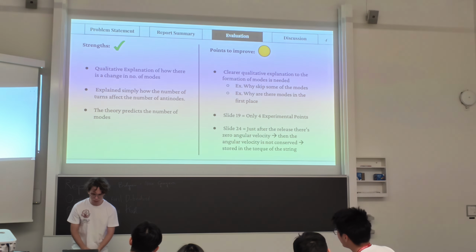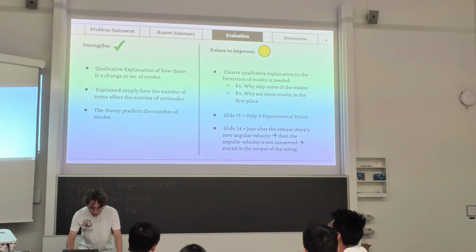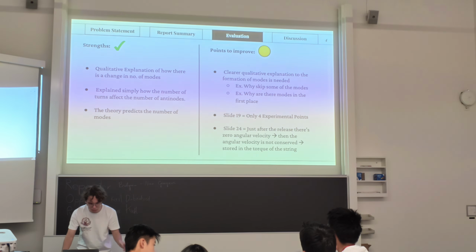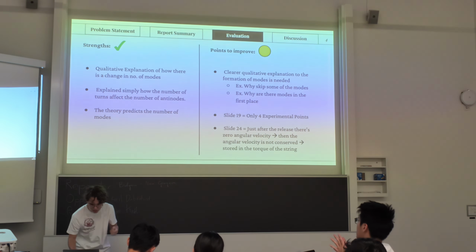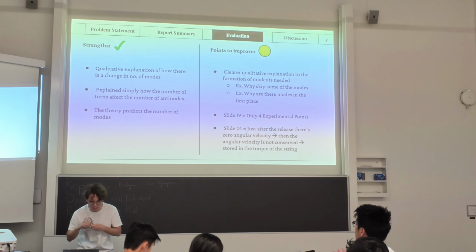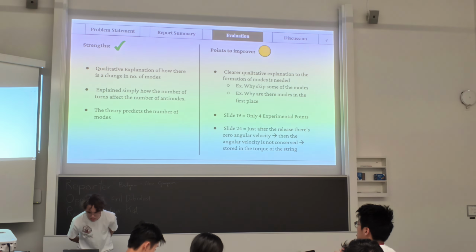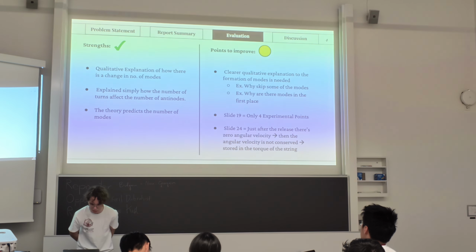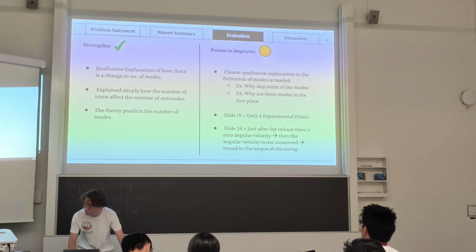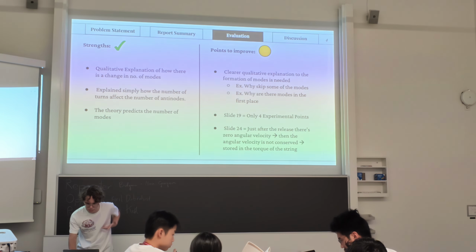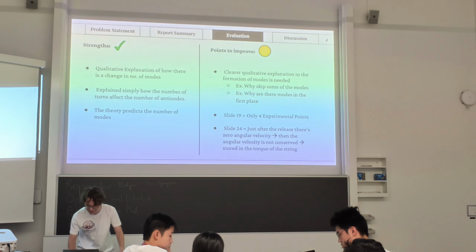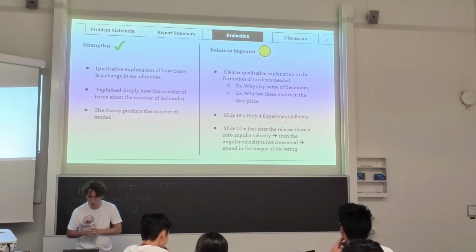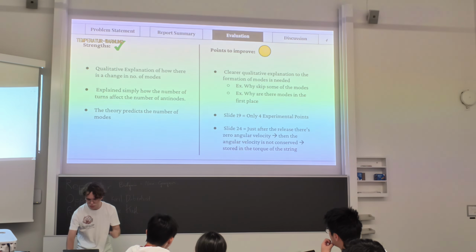They have also demonstrated an experimental setup, but we are really unsure of its capabilities, and for analysis they have demonstrated different tendencies from parameters of number of turns, which we also consider a major improvement for this investigation. The strengths: first is the qualitative explanation of the change in the number of modes and how the transitional process happens. Second is explaining simply how the number of turns affects the number of antinodes, and the theory predicts the number of modes. But a point to improve is a clearer qualitative explanation of the formation of modes, why some modes are skipped, and why there are modes in the first place. But we're going to touch that in our discussion. On slide 19, only 4 experimental points were shown, which we don't consider consistent enough to show any trend.